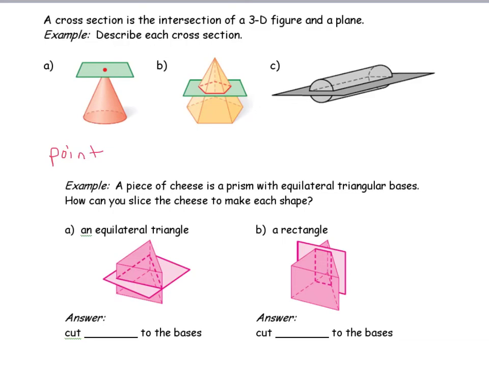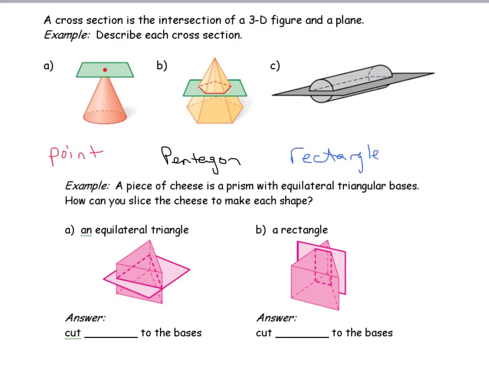So in B, if I slice through, the image that's going to be left over, well, it's the same shape as the base. This is going to be a pentagon. And last one, if I slice through this cylinder here, the shape that's going to be left over here is going to be a rectangle.